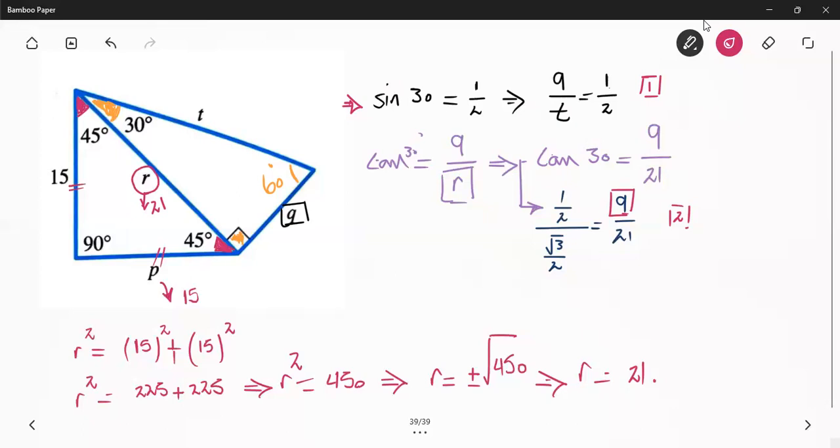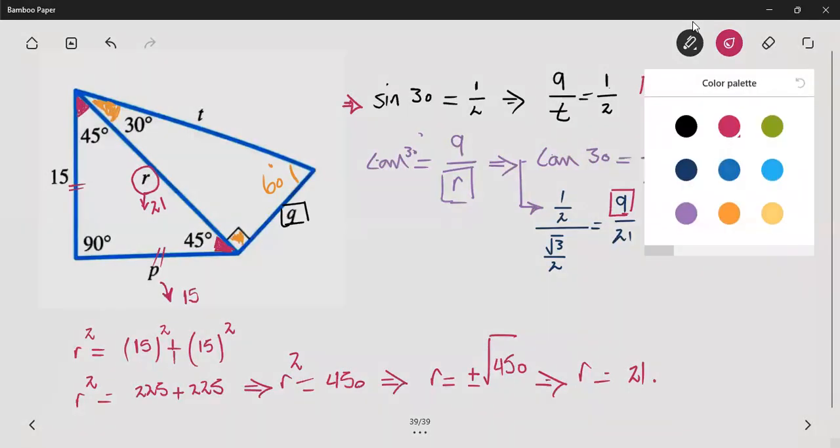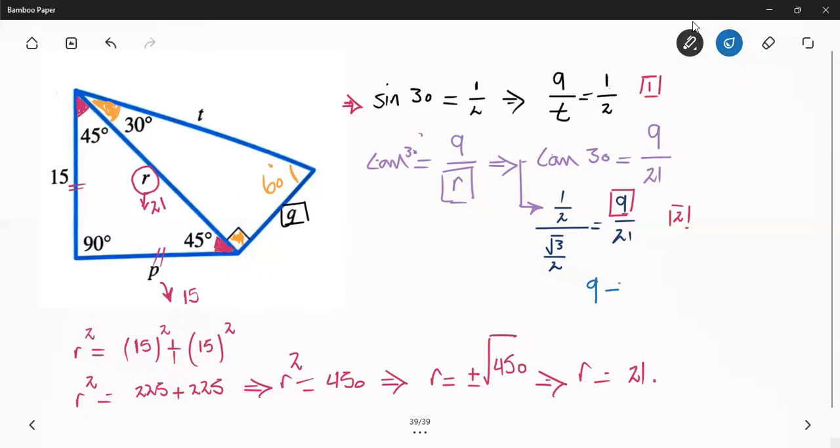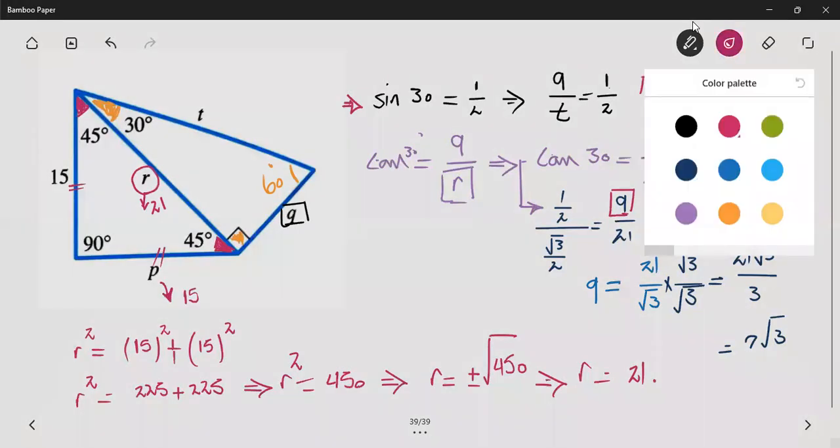Now, what is the value of Q? Q equals, the 3 goes all the way over, becomes 1, then we have 21 over square root of 3, which you can rationalize by multiplying by square root of 3 over square root of 3. It gives 21 square root of 3 over 3, which eventually becomes 7 square root of 3. That's the value of Q.